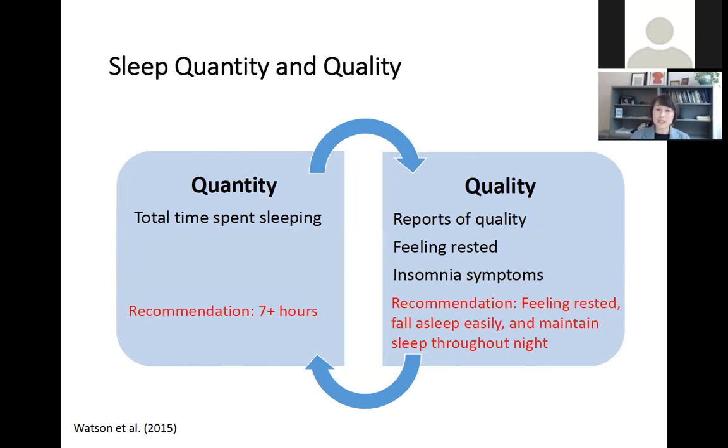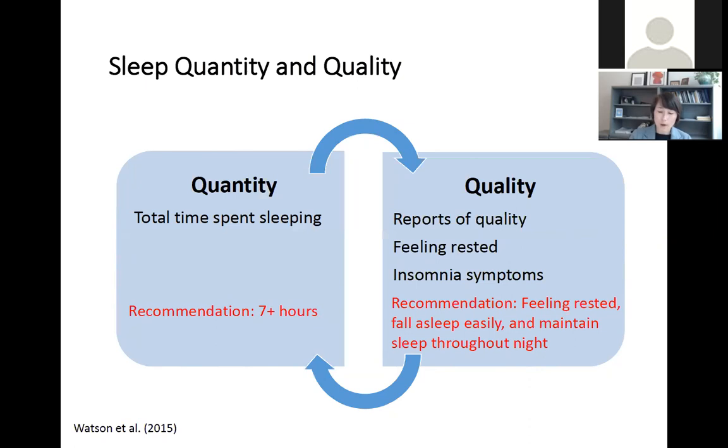I think it's really important to distinguish between quantity and quality because, for example, you could be getting a good 7 to 8 hours of sleep a night, but your quality could be very poor. And so you still might be seeing the same decrements as if you were getting shorter amounts of sleep. On the flip side, you could be sleeping very short amounts of time, but having very high quality of sleep. And that would not be ideal either.